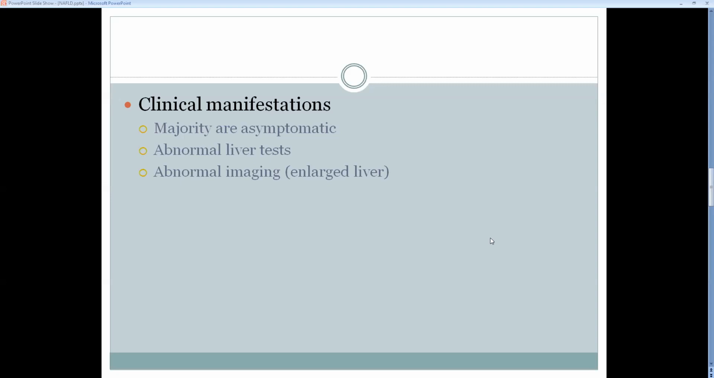Those who have symptoms, usually the symptoms are fairly vague. The vast majority will complain of fatigue. And if they do have enlargement of the liver, they may complain of some vague abdominal discomfort in the right upper side of the abdomen.